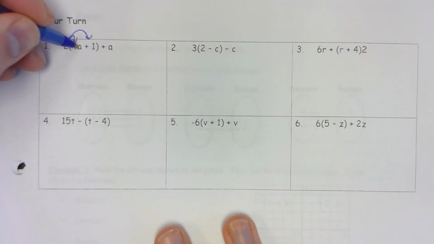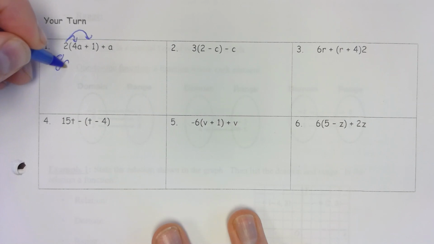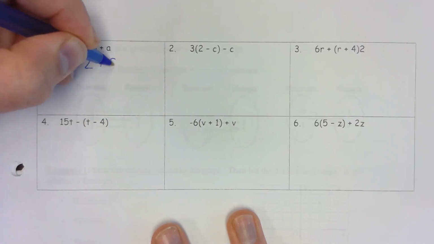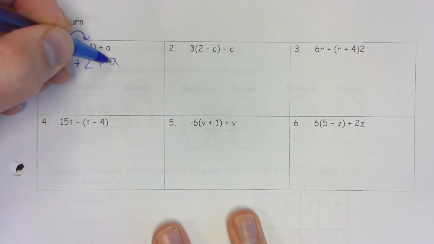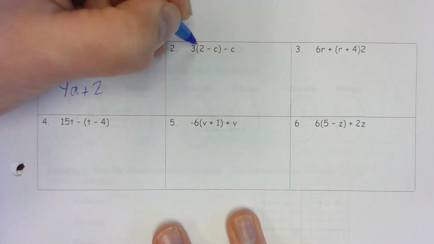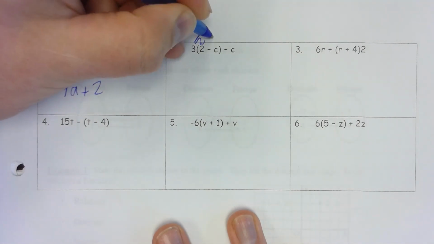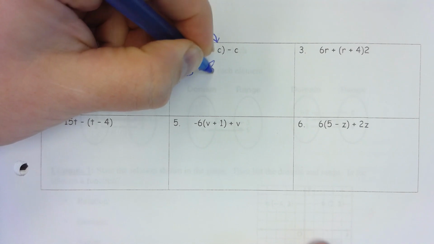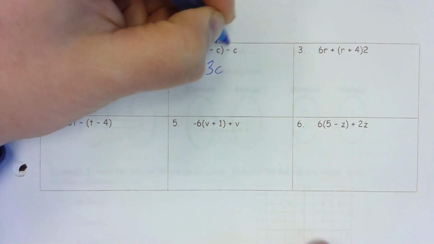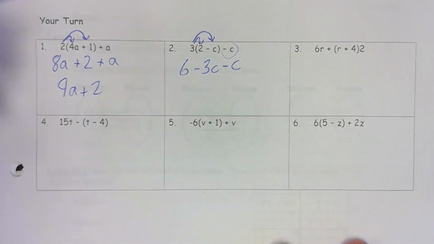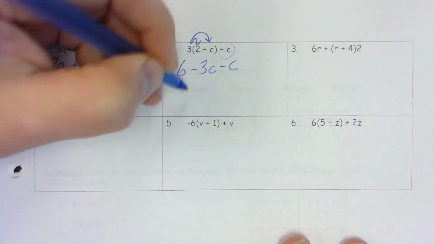So I've got 2 times 4a is 8a. 2 times 1 is 2. And I'm bringing this a with me. 8a's plus 1a is 9a. I am doing this times this, and this times this. I get 6 minus 3c's, and I still have this minus a c. Okay, this is just coming with us.